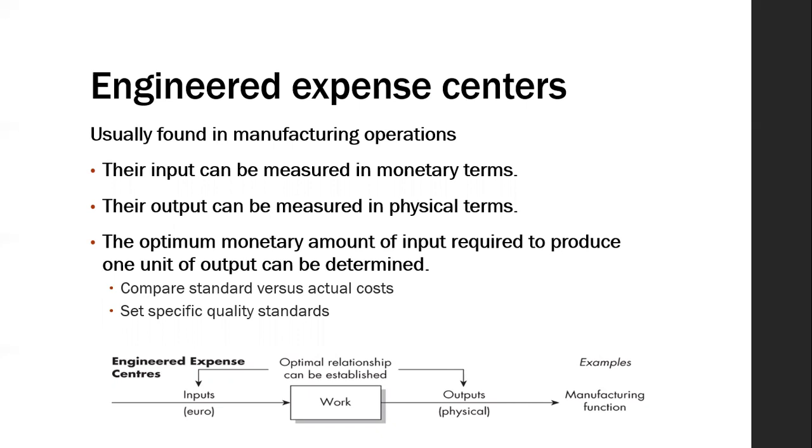Unlike revenues. Kasi yung revenues, yung output is in monetary terms kasi they can control price and they can control volume. Yun yung controllable items nila as revenue centers. Yung engineered expense centers, hindi naman nila nakokontrol yung output kung magkano. Right? Basta kung ano yung lumabas based on the efficiency, no? Yun yung physical terms, okay, or in physical number of units.